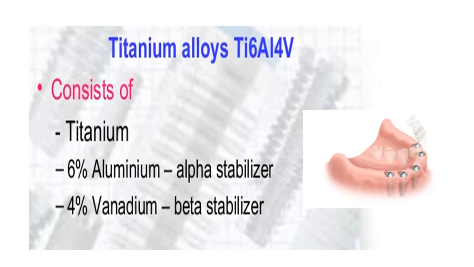The titanium alloy commonly used for dental implants is Ti-6Al-4V. The Al is aluminium, 6%, and the V is 4% vanadium. Aluminium is the alpha stabilizer, vanadium is the beta stabilizer. The aluminium contributes to the strength and the vanadium to the corrosion resistance. So together these two alloying elements further improve the properties of titanium.